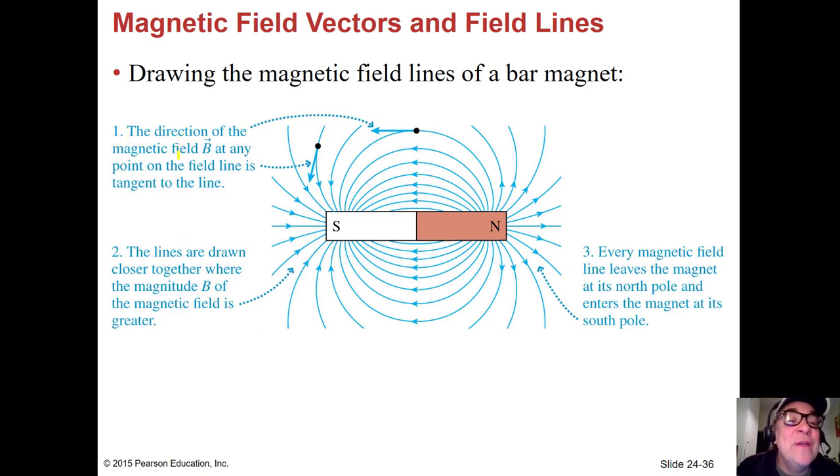The direction of the magnetic field line at any point: well, it's tangent to this curve here. So here's the curve. Here's another curve. It's tangent to that curve.